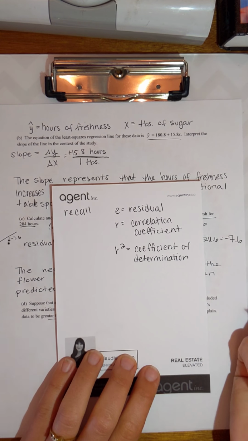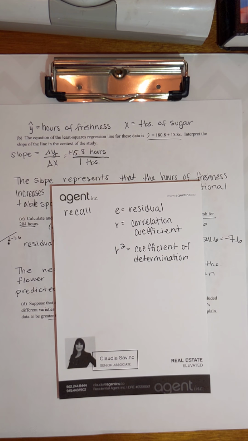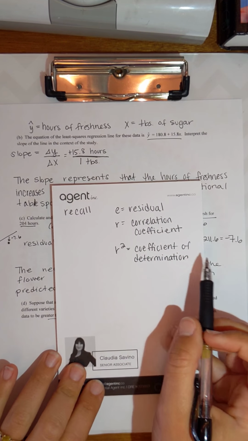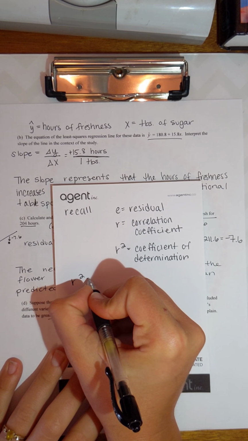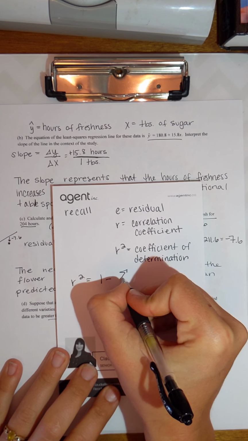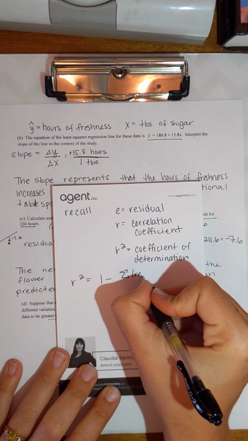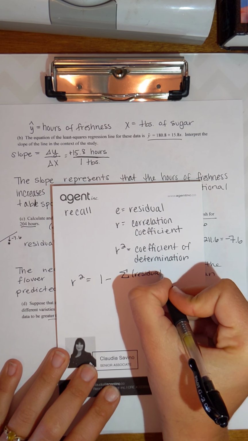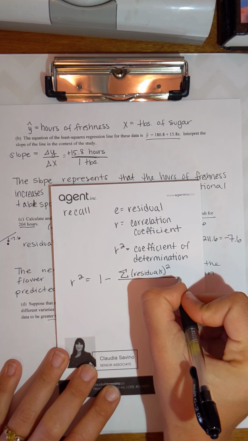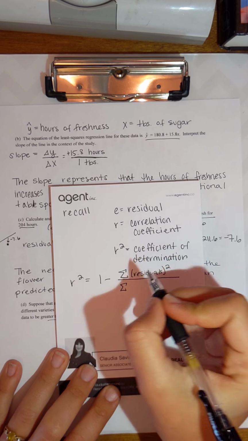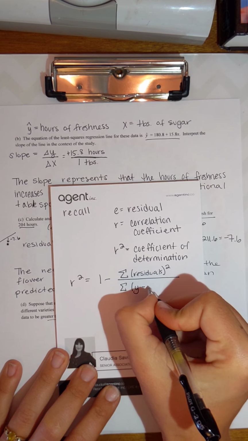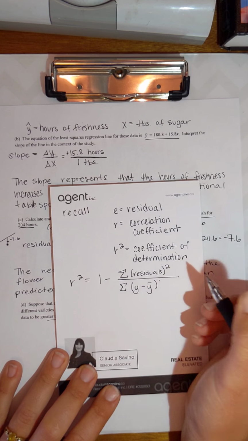Now, this coefficient of determination, this is my realtor, sorry, she gave me a pad of paper. Anyway, so the coefficient of determination is found by doing this. R squared equals 1 minus the sum of all residuals squared divided by the sum of all of the y minus the mean of y values.